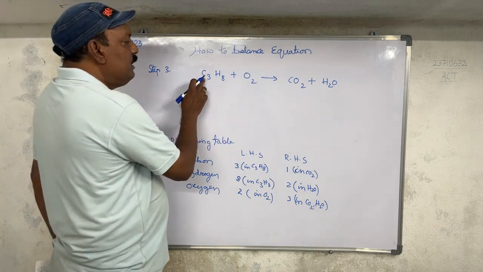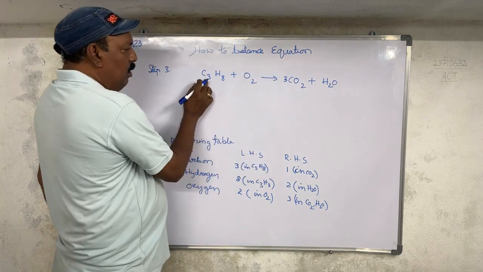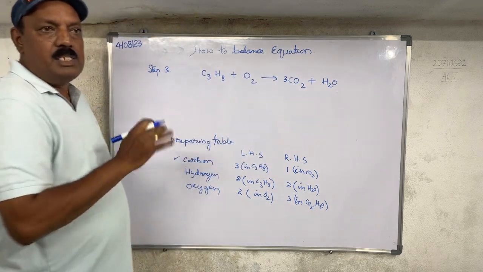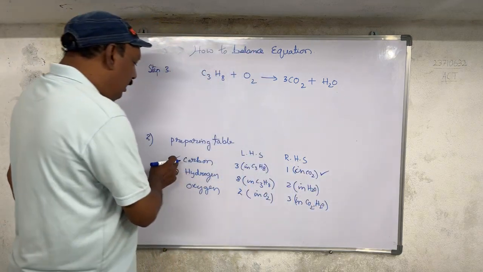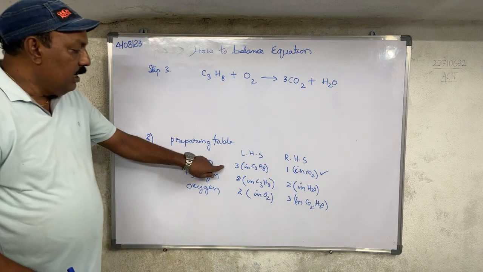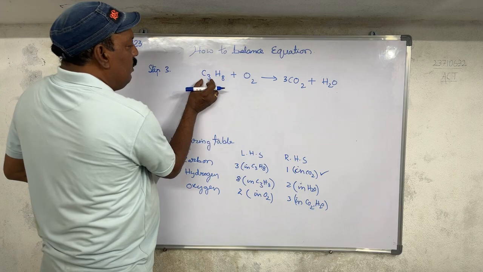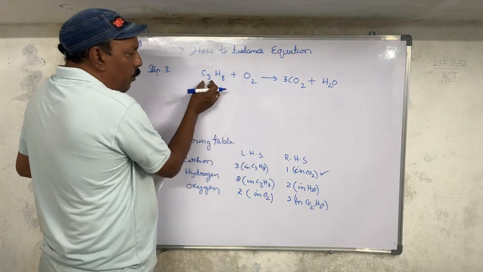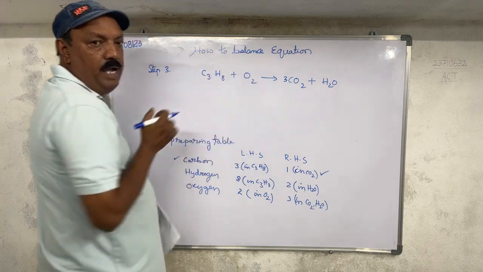Here carbon is 3. I will go for 3 also here. 3 carbons are there, 3 carbons, okay, it's balanced. Carbon is balanced. In the second step table, I am clearing, carbon is balanced. So 3 carbons are there, 3 I will put. Here 4 carbons are there means I will go for 4 here. Here 5 carbons are there, I will go for 5.